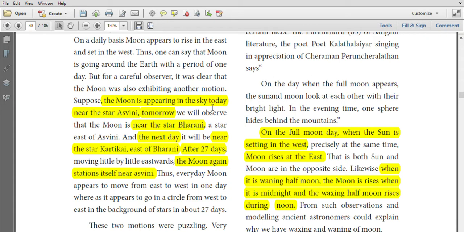The moon appears in the sky today near the star Aswini, tomorrow near the star Bharani, the next day near the star Kartikai. In our astrology, 27 stars are present. Each day, the moon appears near one star. The moon again stations itself near Aswini after 27 days. So, the moon takes 27 days to complete one revolution.